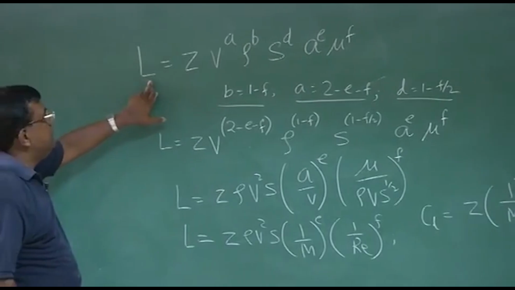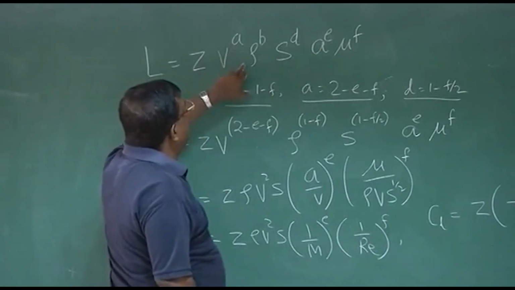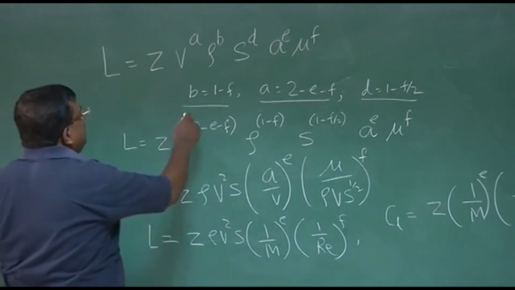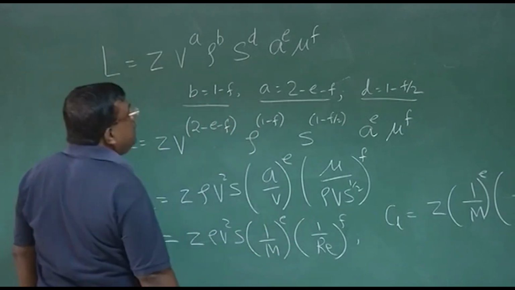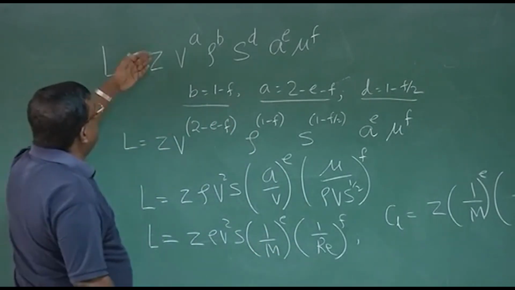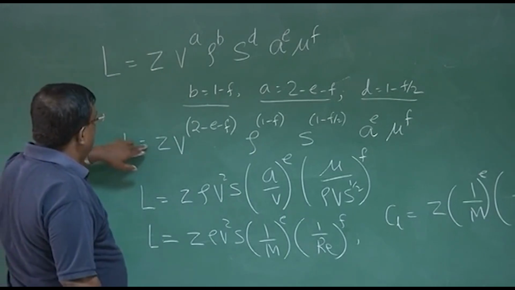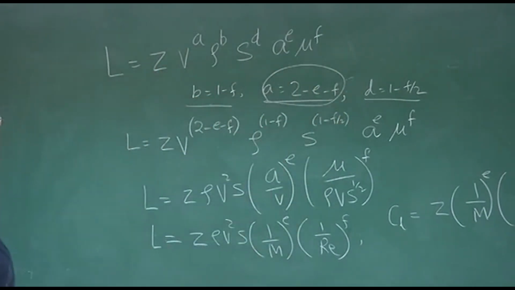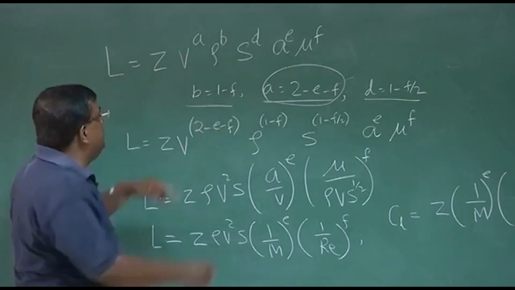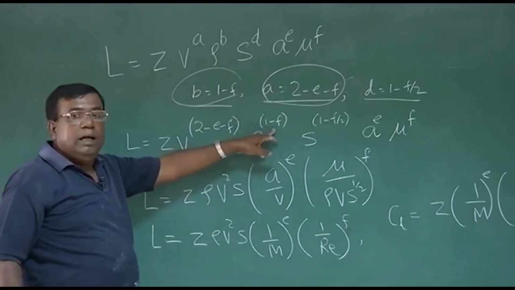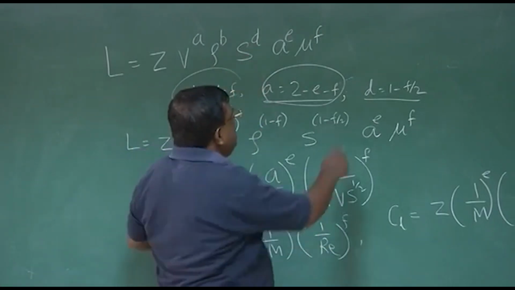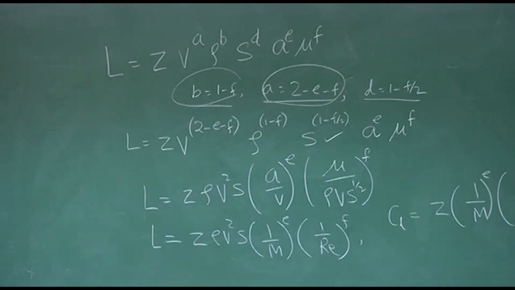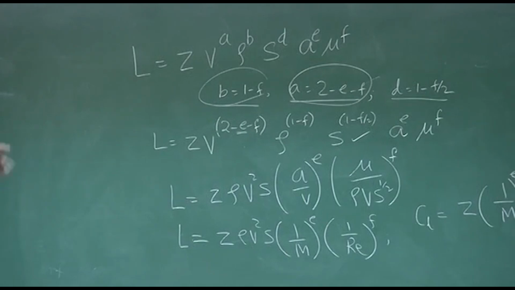And we have already modeled lift as Z, which is a constant, V to the power A, rho to the power B, S to the power D, A to the power E, and mu to the power F. And we know the value or expression for A, B and D. So I substitute this in this equation, so I get lift equal to Z, V to the power 2 minus E minus F, rho to the power 1 minus F, S to the power 1 minus F by 2, and A to the power E, and mu to the power F. Okay? I hope you will be able to get this expression.